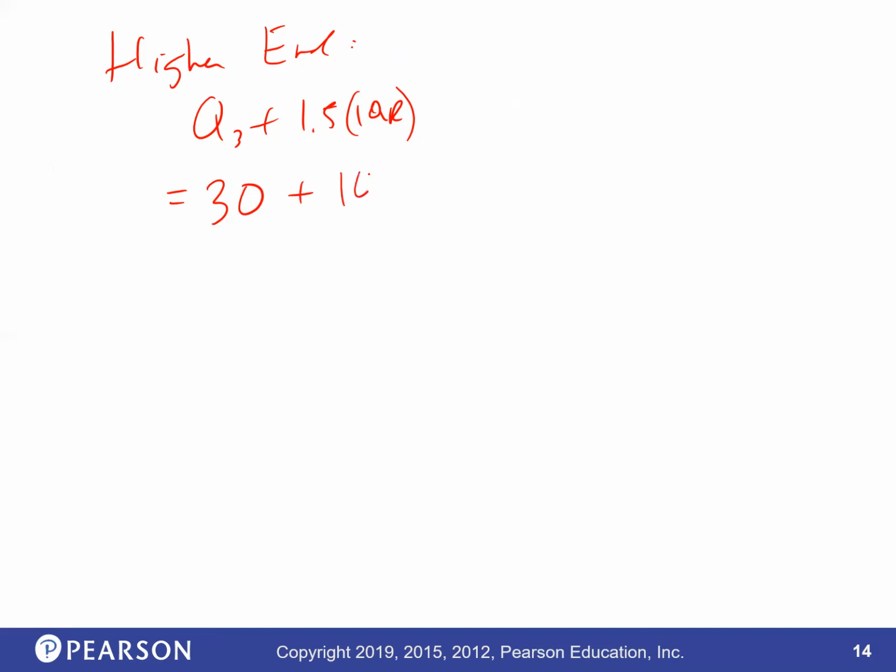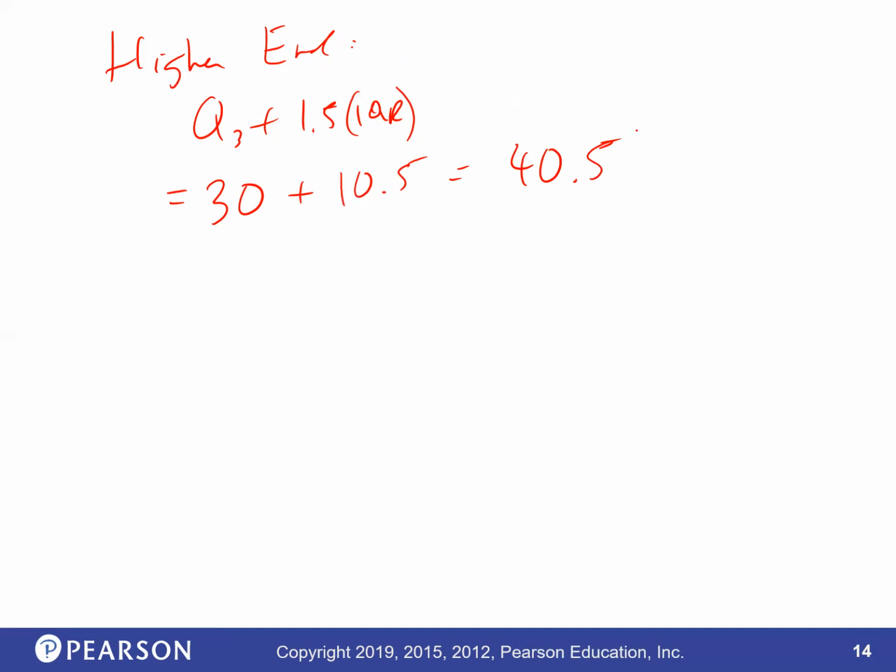Okay, higher end: Q3 plus 1.5 times the height we want, which is, what is Q3? David? What's just Q3? 30. And previous stuff, and this is 10.5. And we're at 40.5.